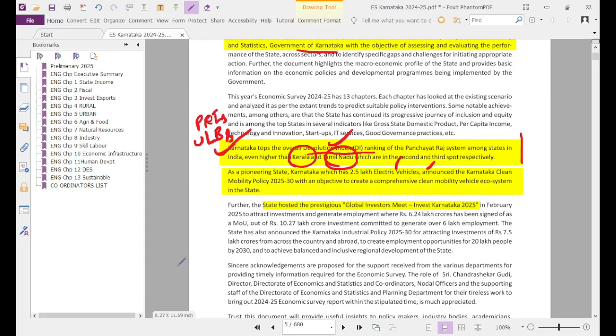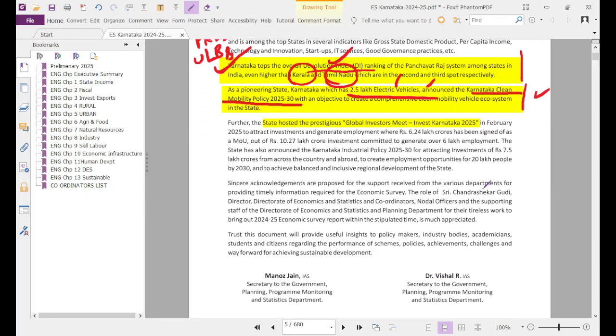Also, as a pioneering state, Karnataka has taken a front face in adopting electric vehicles, in the name of the Karnataka mobility policy. These various policy frameworks you need to quote in your answers to stand out among other candidates. The state also recently hosted the global investors meet called Invest Karnataka. So directly, some things you can pick up.